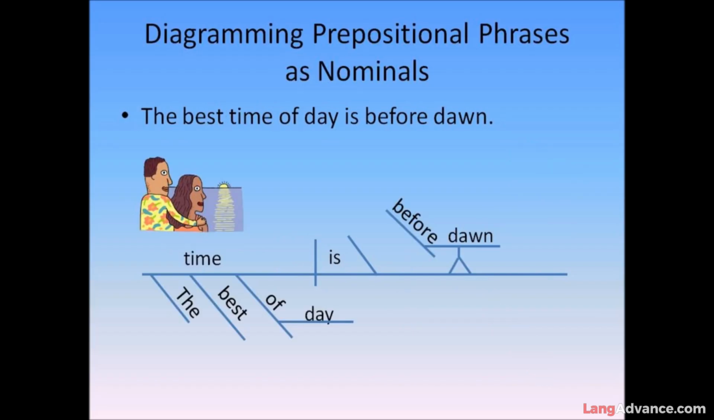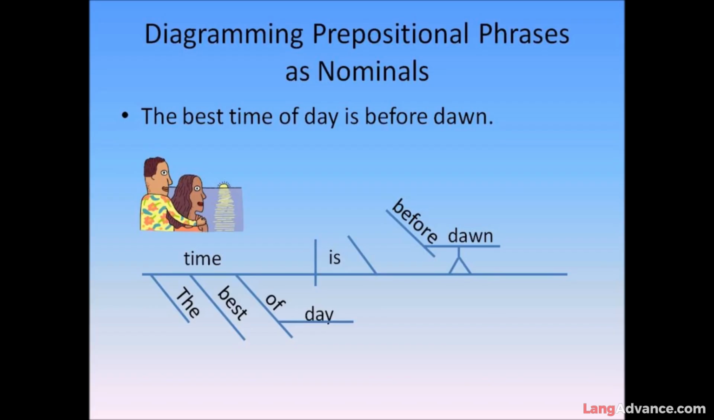In this second example, the best time of day is before dawn. Of day is a prepositional phrase, as is before dawn. Well, of day definitely describes time. It's before dawn that is being used as the nominative, or the nominal, following the linking verb is. Time is the subject, is the linking verb, before dawn is being used as the predicate nominative. The, best, and of day all describe time.